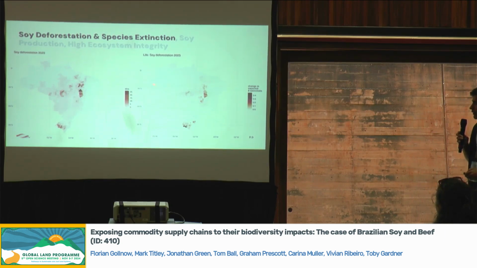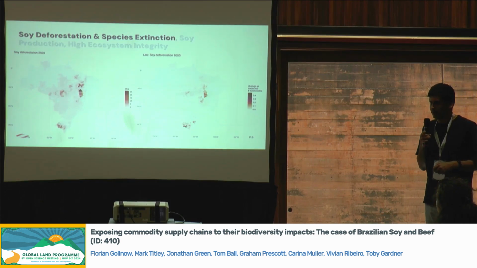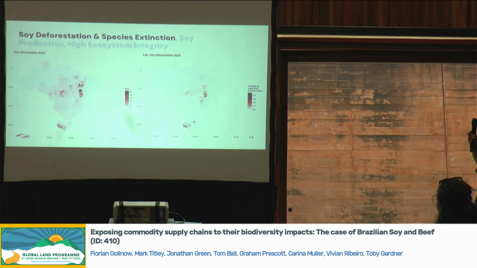And then on the right-hand side, it's the LIFE index, and here we particularly see the Matopiba region highlighted as one of the high impact regions for expected species extinctions, and then the Pampas region, and Mata Atlantica and Pampa.